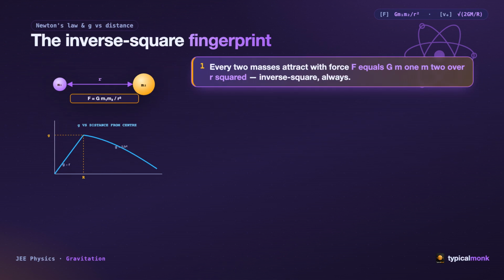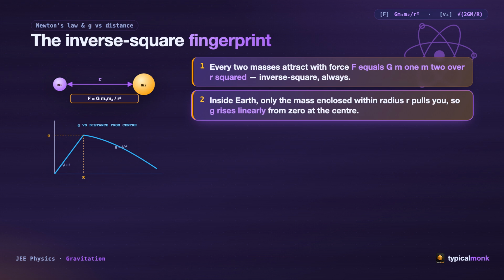Look at this picture carefully. It carries almost the whole chapter in one glance. Two masses, separated by a distance r, pull on each other with force G m1 m2 over r squared, inverse square, always, whatever the two masses happen to be. Now follow the curve inside the Earth. Only the mass enclosed within your own radius actually pulls you there.